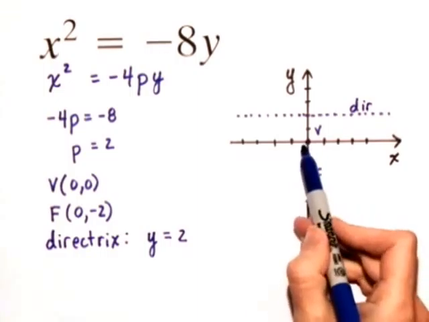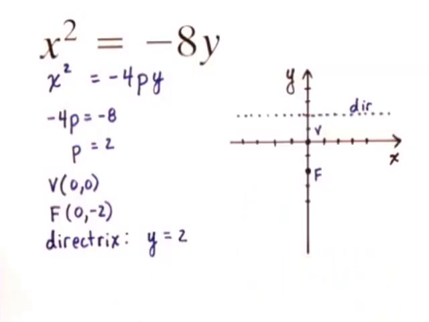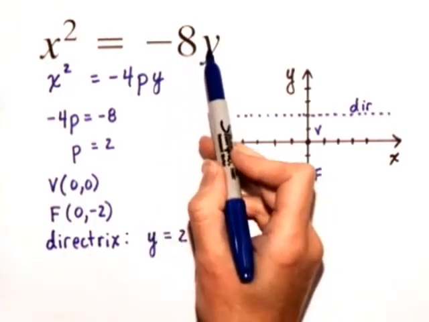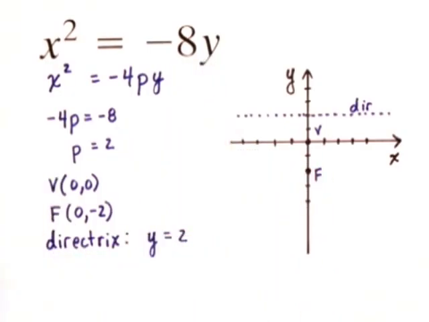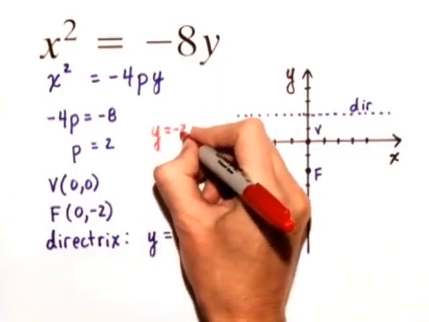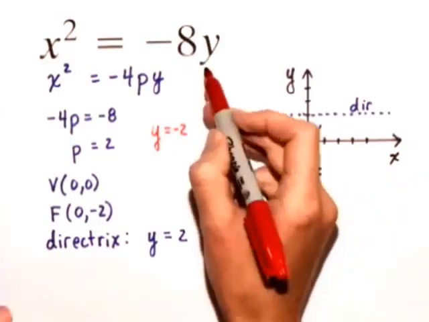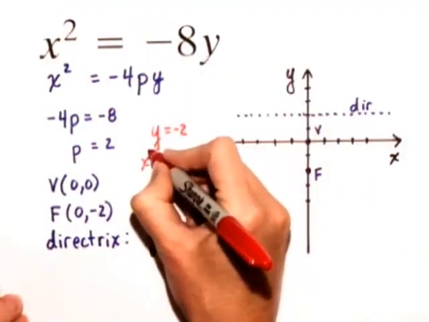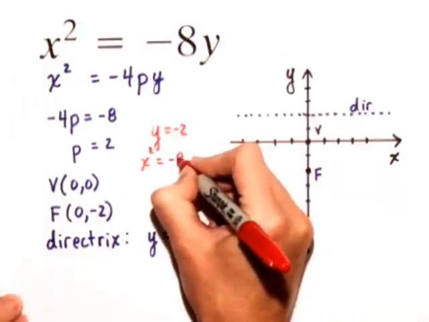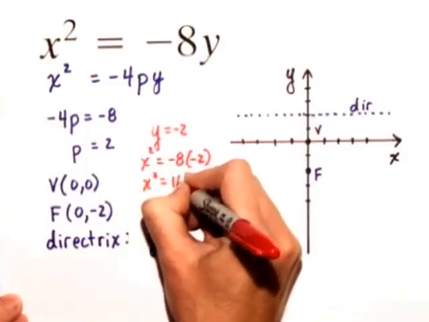The question is, how wide does it open? Well, one thing that we can do is we can simply choose a value to substitute in for y up here in our original equation, and we'll solve it for x. So let's choose the value y equals negative 2. And we'll choose that value because that's the y-coordinate of the focus. If we choose y equal to negative 2, then we get x squared is equal to negative 8 times negative 2, or x squared equals 16.